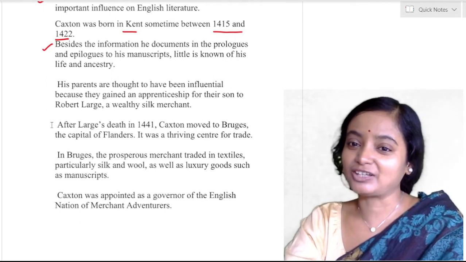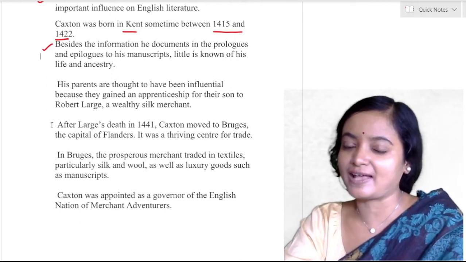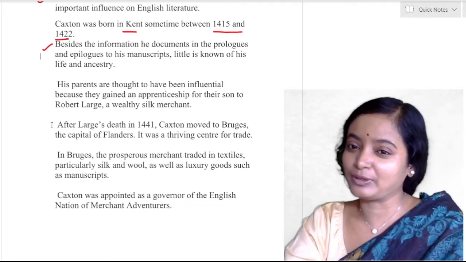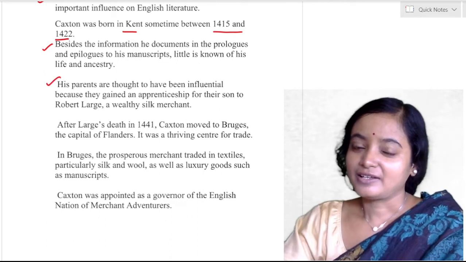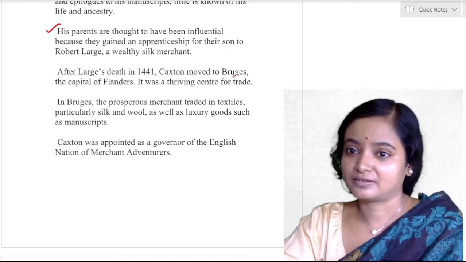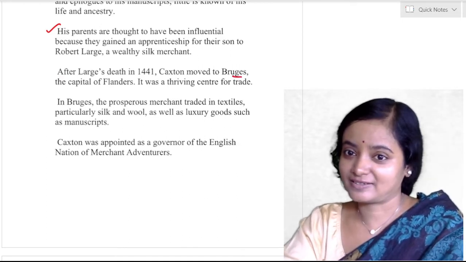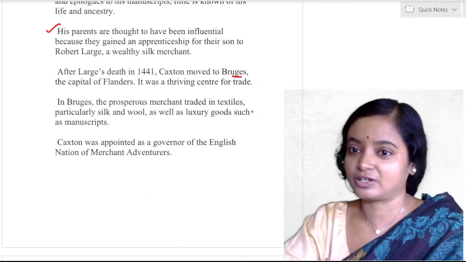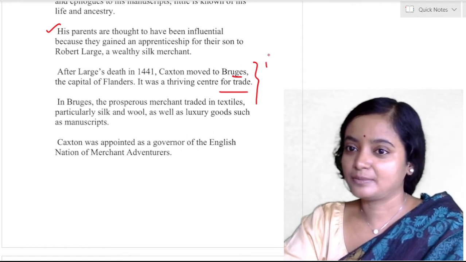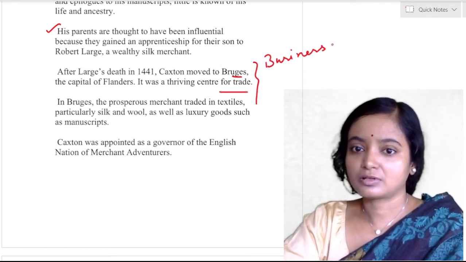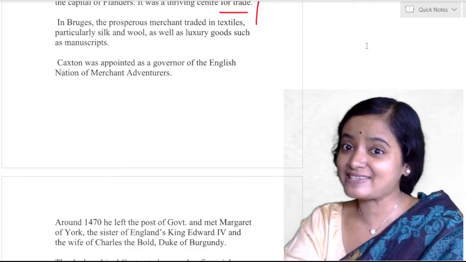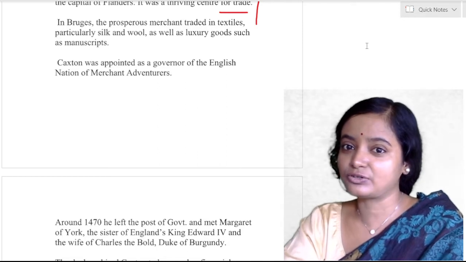Now, his parents are thought to have been influential because they gained an apprenticeship for their son to Robert Large, an old silk merchant. Now, after Large's death in 1441, Caxton moved to Bruges, the capital of Flanders. What is it? It is a thriving center for trade. So, Caxton's early life started as a businessman. In Bruges, the prosperous merchant traded in textiles, particularly silk and wool, as well as luxury goods such as manuscripts.